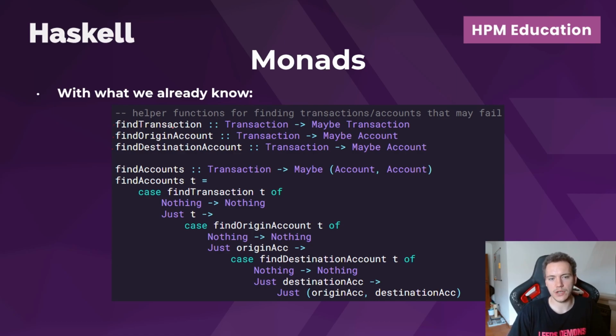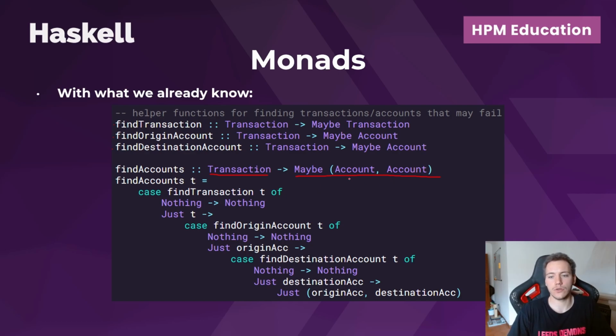But we can just imagine that we have a function that given a transaction gives us back a Maybe transaction, because that transaction either exists in our database or doesn't. So find origin account, the same thing. If we give it a transaction, maybe we get an account back, maybe not, because it can either exist or not. The same for find destination account. So we don't have the actual implementation for these functions, but we can imagine that they exist. And now if we want to define a function that finds both accounts, the origin account and the destination account given a transaction, then our type signature is from transaction to Maybe tuple of two accounts, the origin and the destination.